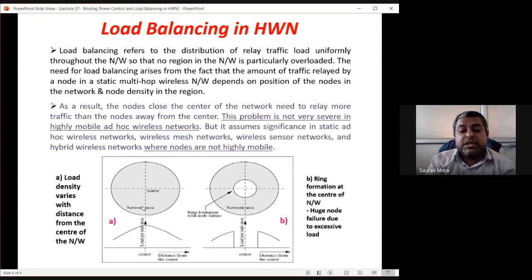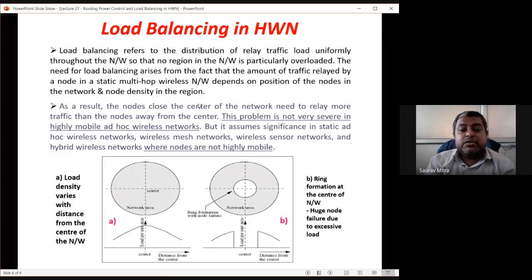Too much usage of this kind of pattern will form a ring at the center of the network, because of huge node failure at the center due to excessive usage of those nodes, and a ring will be formed.